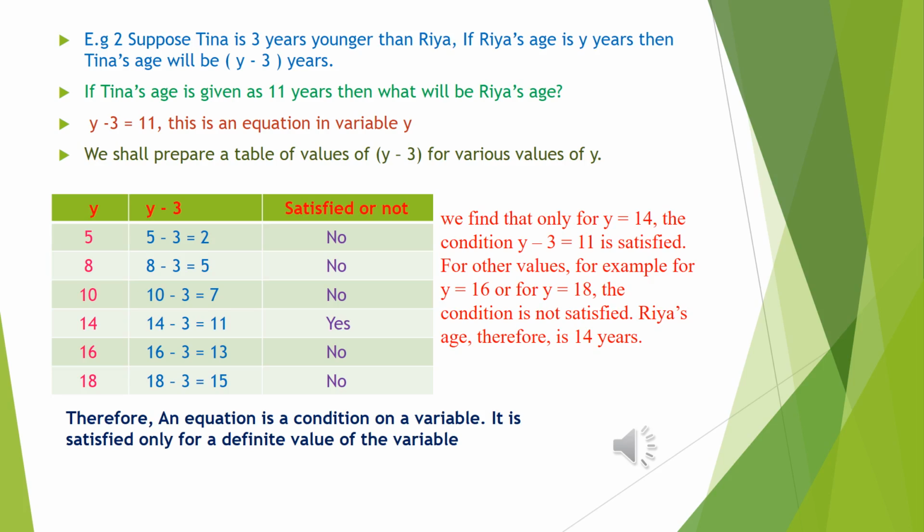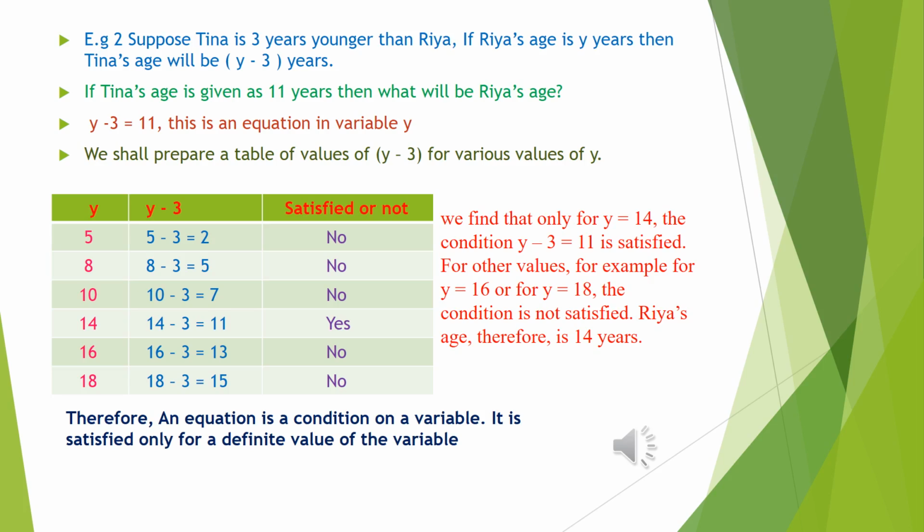Then I am taking y equals to 14. 14 minus 3 equals to 11. Therefore, since I got 14 minus 3 equals to 11, here the condition is satisfied. And it is also not satisfied for 16 and 18.